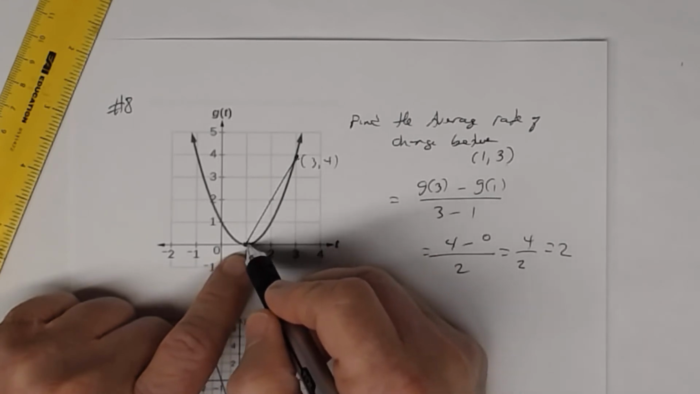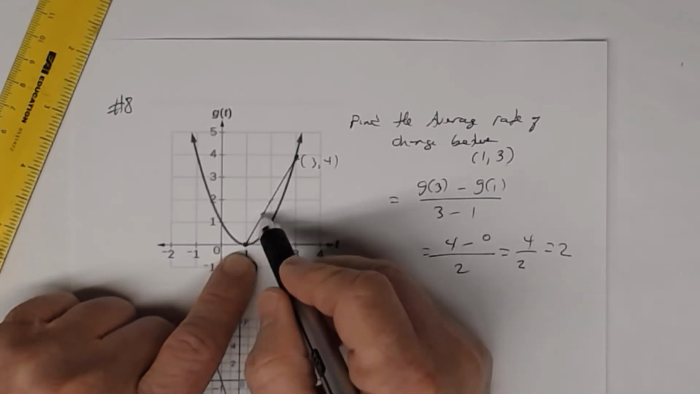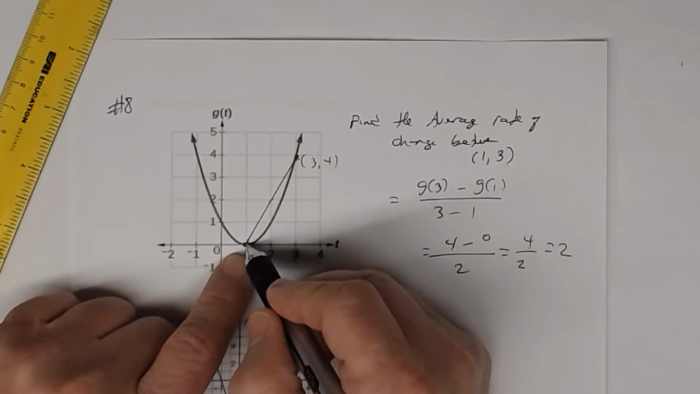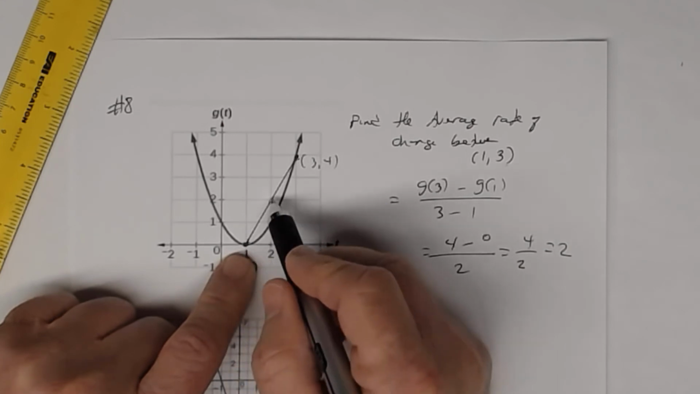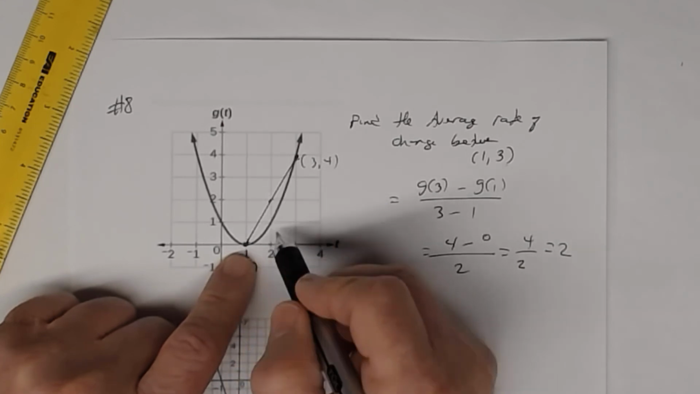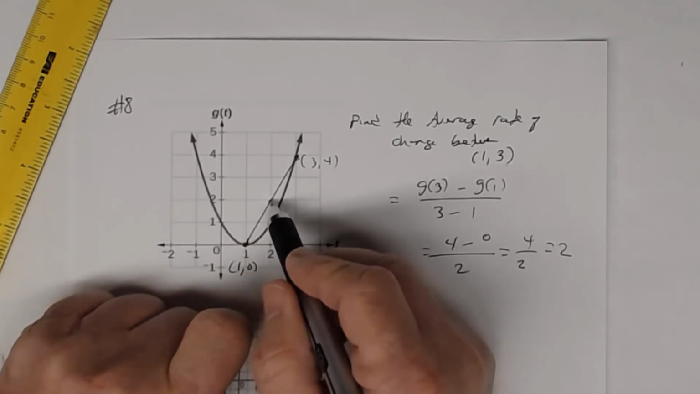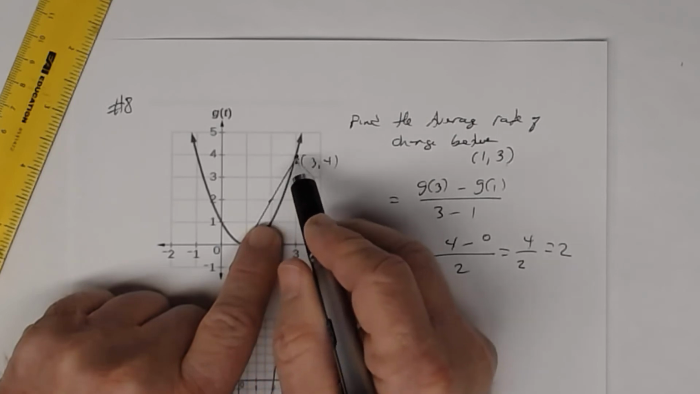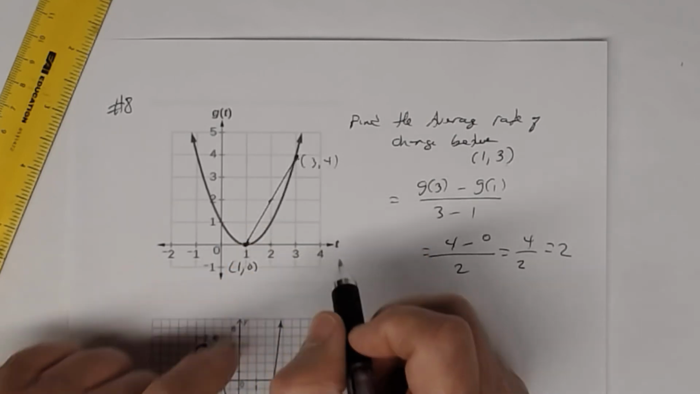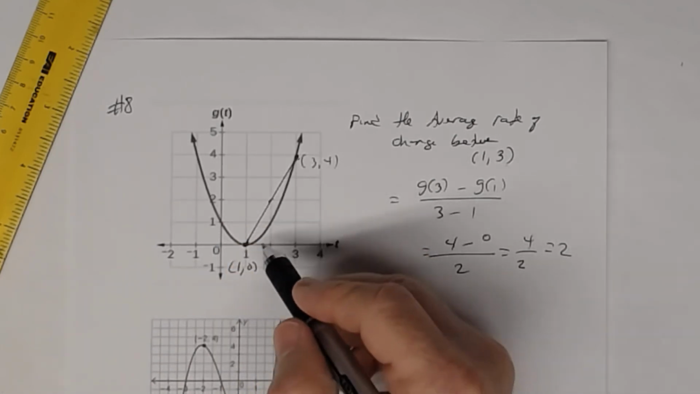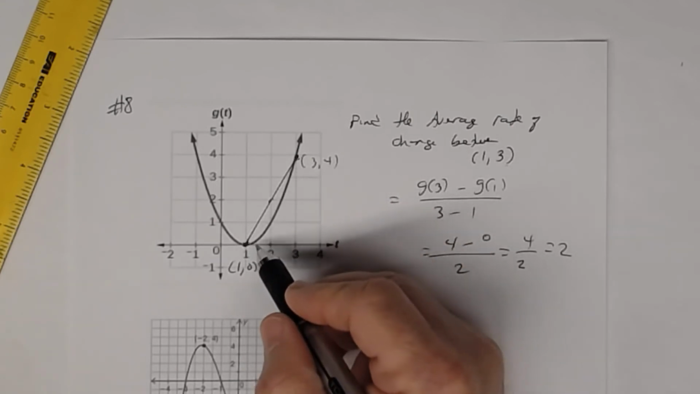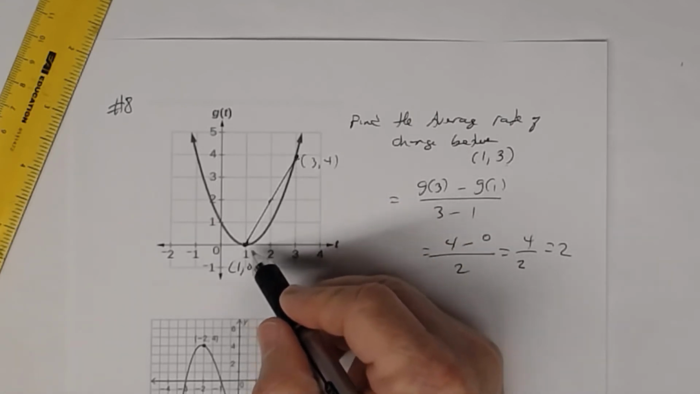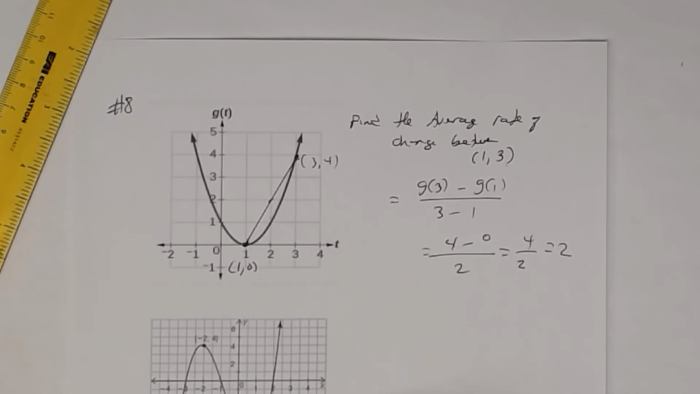So from 1 to 2, I went from y equals 0 to y equal 2. So that's 2 units. And then from 2 to 3, my y value went from 2 to 4. So that's 2 units as well. That's what I mean. So you're looking at that slope of that line from x equal 1 to x equal 3. Okay? All right, so that's what that means.